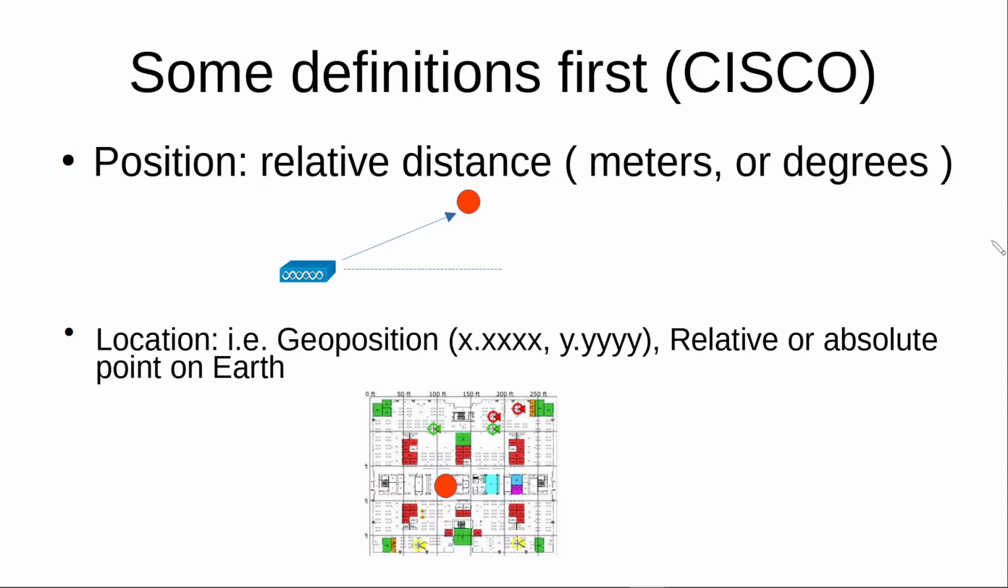Some definitions first. Position. Position is a relative distance given in meters or degrees. Location is geopositional coordinates relative or absolute to a point on Earth, so you can point something on a map.